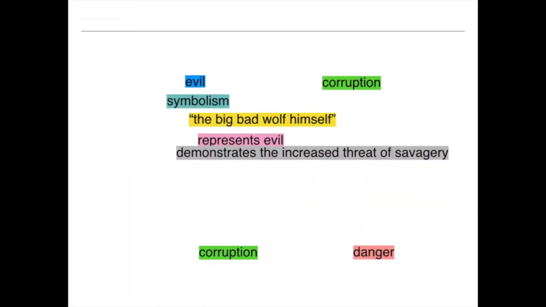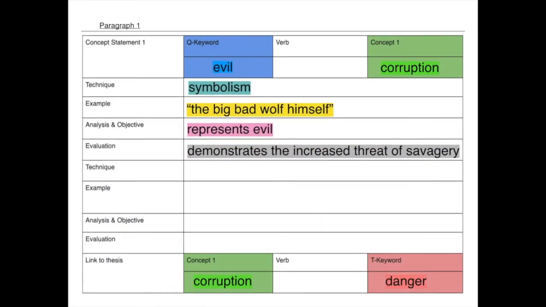Now that we've got the basics down in terms of putting together a paragraph with one piece of evidence, let's see how this works with additional evidence. So you'll notice that it's basically the same process, and I've already put in the information from the paragraph we just did. So we've got our question keyword, our concept, our technique, example, analysis and objective, and our evaluation. Now, it's basically the same process.